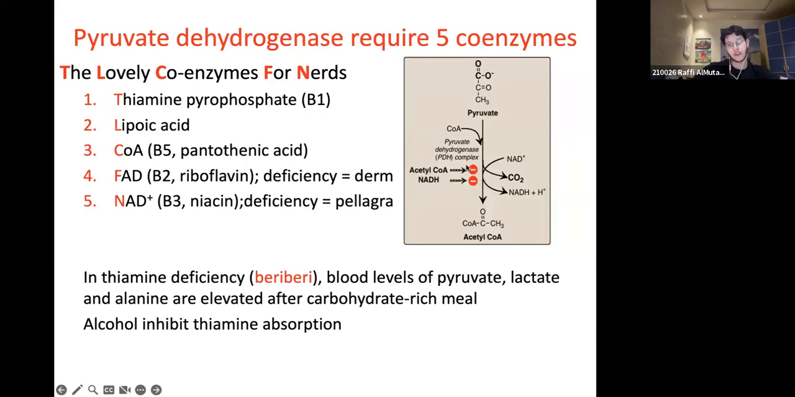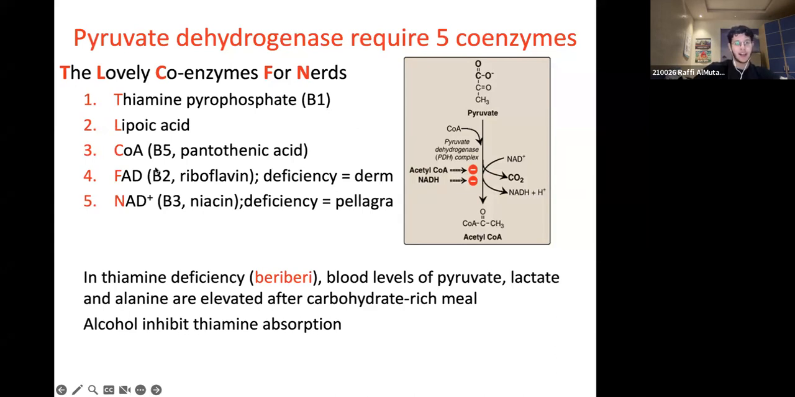If there's no thiamine, there's no PDH function. If PDH doesn't function, we're going to go through the other pathway, which is anaerobic, which is going to make more lactic acid. It's going to make more ethanol. So as a result, you're going to have more pyruvates, lactate, and glucose. Or it's written here alanine, but glucose as well. And yeah, so alcohol inhibits the absorption of thiamine. That's one thing to know.